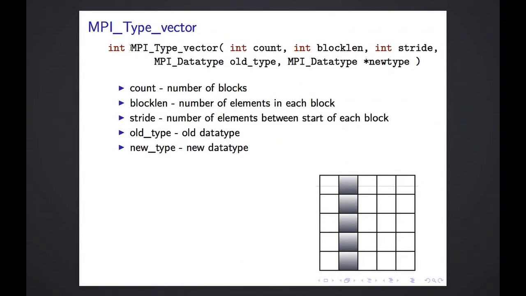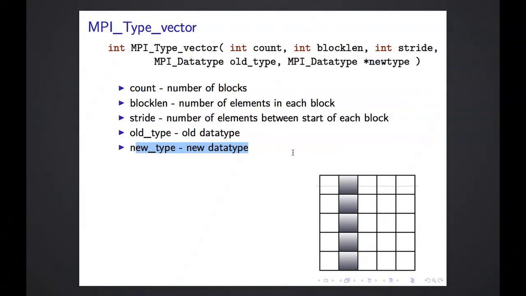You create this using MPI Type Vector, and the arguments are count, which is the number of blocks you're sending; block length, which is the number of elements in each block; and stride, which is the number of elements between the start of each block. This is what allows you to handle the column. Then you have the old data type, which is the data type of the matrix, whatever the matrix is made out of, and the new data type is the resulting MPI type vector data type you obtain.